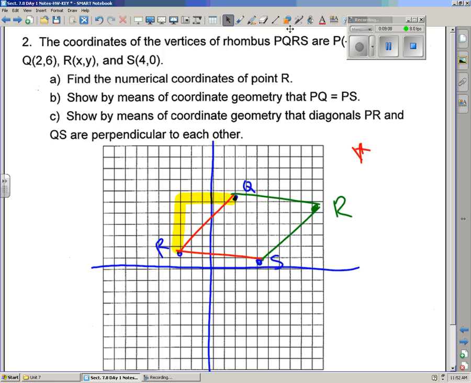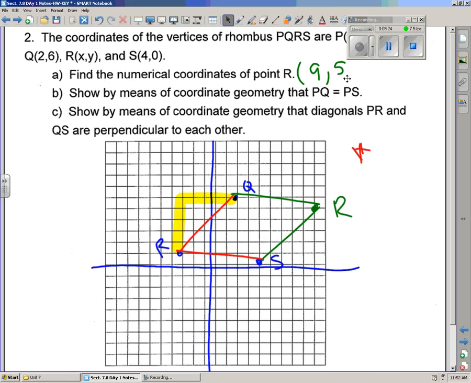because my slope should be the same. And this ordered pair should be 1, 2, 3, 4, 5, 6, 7, 8, 9, 1, 2, 3, 4, 5. And that means R has coordinates of 9, 5. So 9, 5. Okay. So we've got R now.